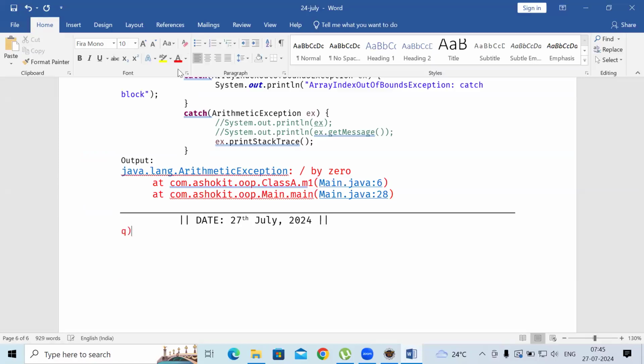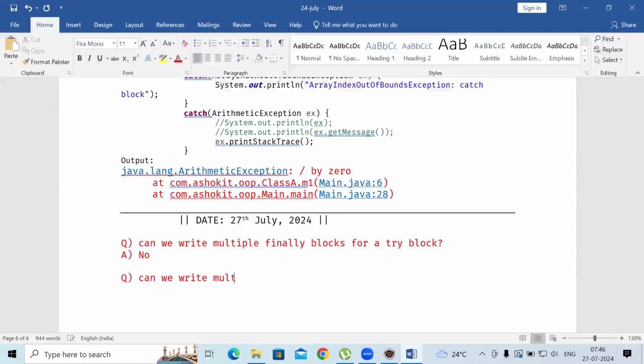What's the question? Can we write multiple finally blocks for a try block? This is the question, guys. Can we write multiple finally blocks for a try block? No. Answer is no.